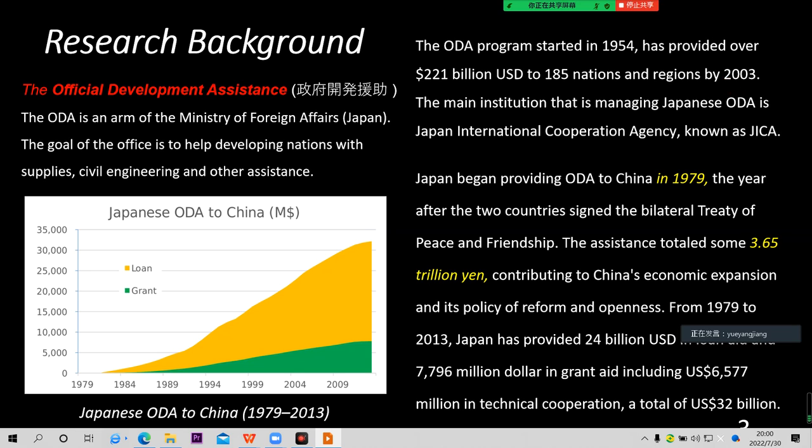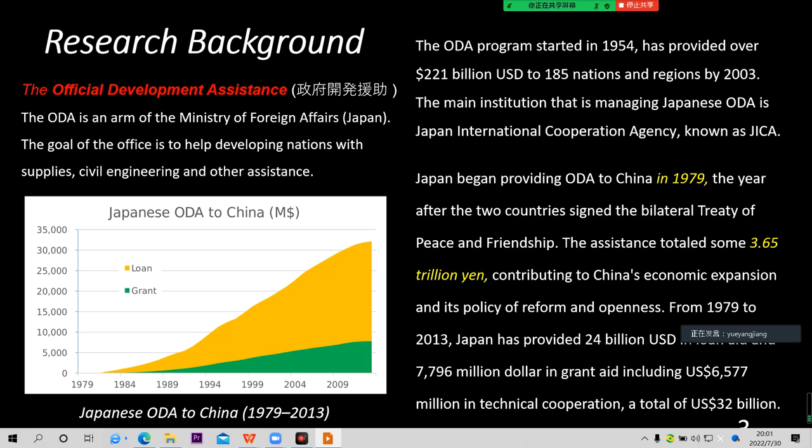So first is the research background. About the ODA, the Official Development Assistance, 政府開発援助. The ODA is an arm of the Ministry of Foreign Affairs, Japan. The goal of the office is to help developing nations with supplies, civil engineering, and other assistance. The ODA started in 1954 and has provided over 221 billion US dollars to 185 nations and regions by 2003. The main institution managing Japanese ODA is the Japan International Cooperation Agency, known as JICA.